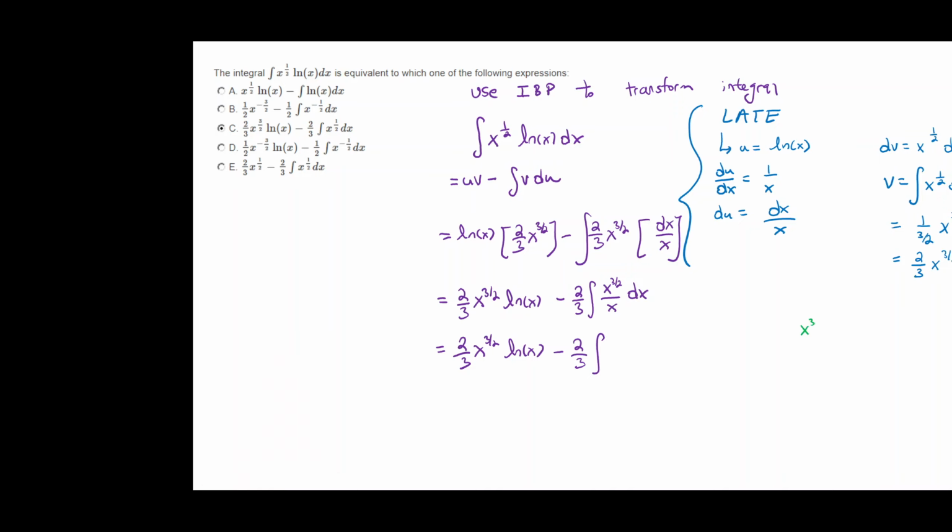x to the 3 over 2 over x is x to the power 3 over 2 minus 1, which is x to the power 1 over 2, using b to the m over b to the n is b to the m minus n, an exponent law. So we just have the integral of x to the 1/2 dx, and that's option C.